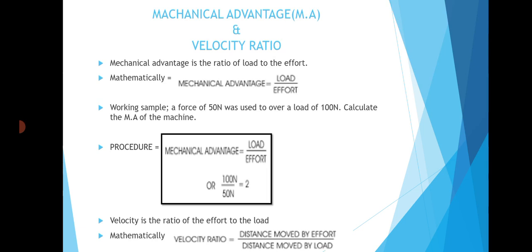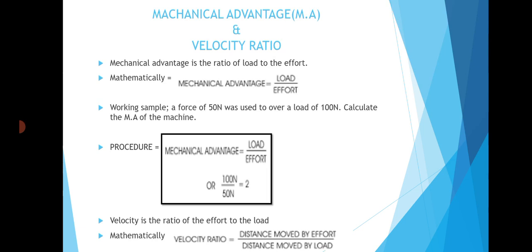A force of 50 Newton was used to overcome a load of 100 Newton. Calculate the mechanical advantage of the machine. So procedure, we still go: mechanical advantage is equal to load over the effort. In this question, we have our load to be 100 Newton. Our force is 50 Newton. So Newton cancels Newton. 50 goes into itself 1, and 50 goes into 100 two times. So we have mechanical advantage is equal to 2. You can realize that there is something fishy over there, which is that there's no SI unit. We'll get to understanding it later.